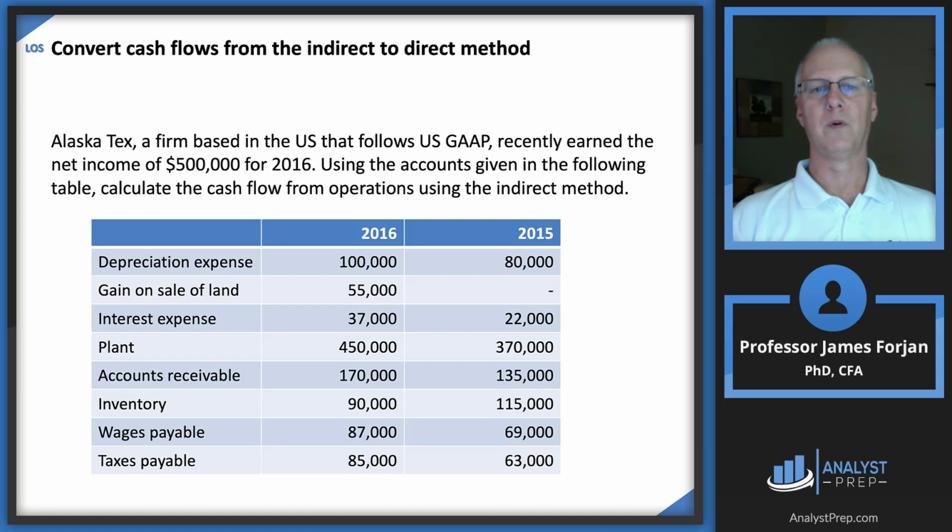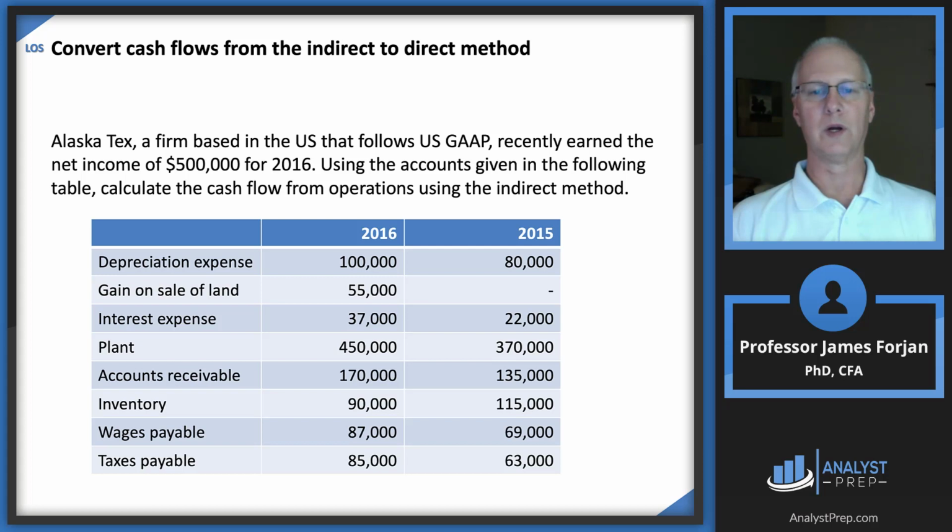So here's a quick example. We have a U.S. company that follows GAAP and reported net income of $500,000. So let's calculate cash flow from operations using the indirect method. What we're going to do is start with net income. There's that $500,000. So we're going to add depreciation of $100, and then the gain on the sale of land. Remember, that's going to show up on the income statement as one of those, like a discontinued operations. So we added it to get net income, so we're going to have to subtract that.